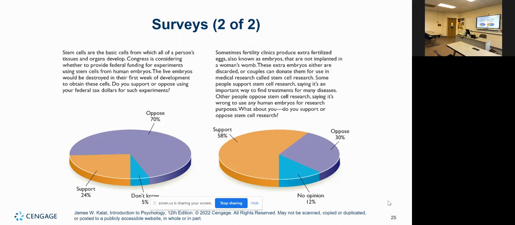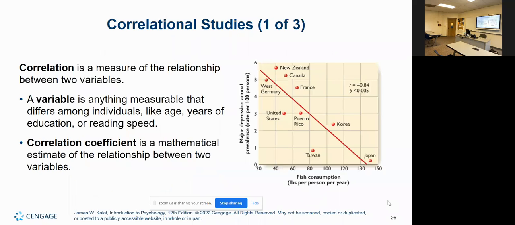"Are all of a person's tissues and organs developed? Congress is considering whether to provide federal funding. Live embryos would be destroyed after their first week." So it's very negative. You kind of pick up on the negative tone there. It makes you not feel good about that. And what they found is that people who were asked that question opposed stem cell research. So we've got to be very cautious in how we present that.